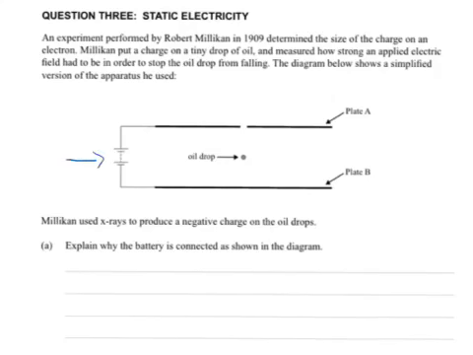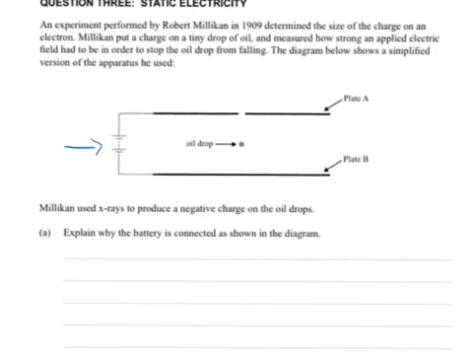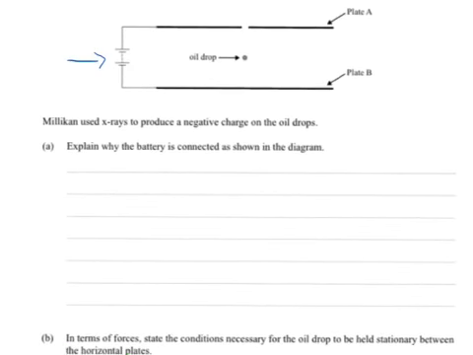So there's the power supply, the oil drops in the middle, gravity is pushing down, the electric field is pushing up on the droplet. So, he used X-rays to produce a negative charge. That's irrelevant. Explain why the battery is connected as shown in the diagram. Well, this is the positive side of the battery, so it creates positive charge on the top here, and therefore negative on the bottom.